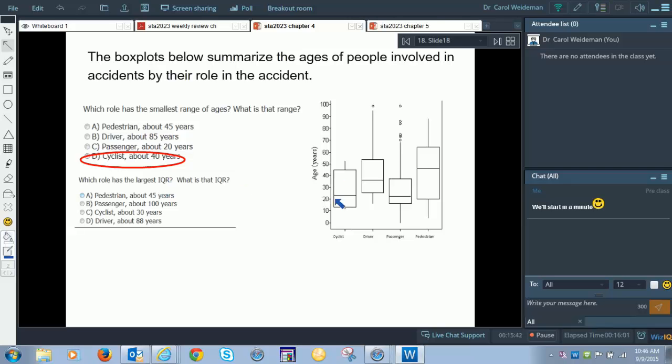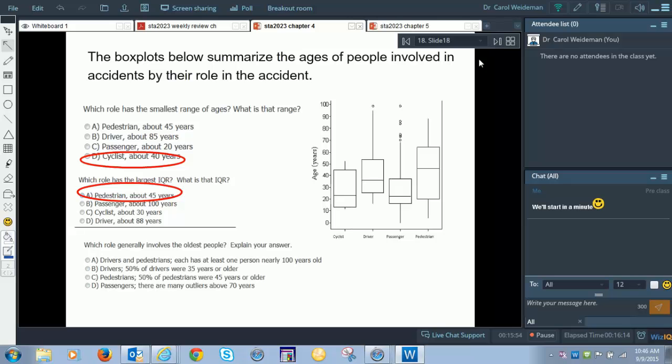Which one has the largest IQR, and what is that IQR? Now remember, the IQR is the length of the box. And if we look at these three boxes, the pedestrians has the largest box. And what is it going to be? About, looks like it's about 40, 45 years.